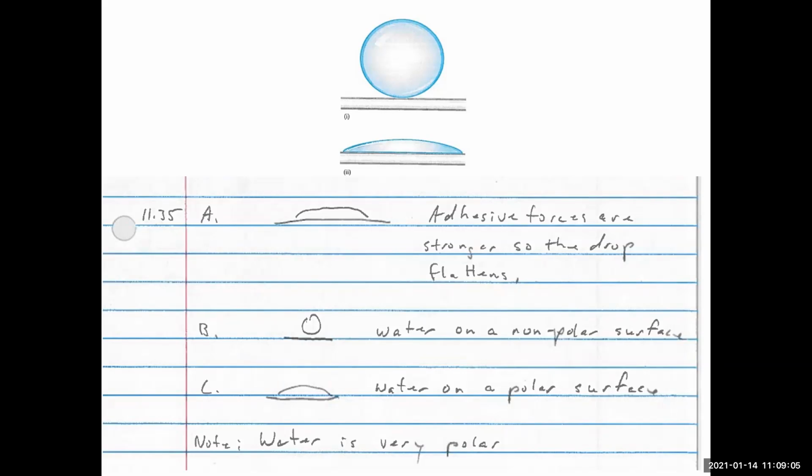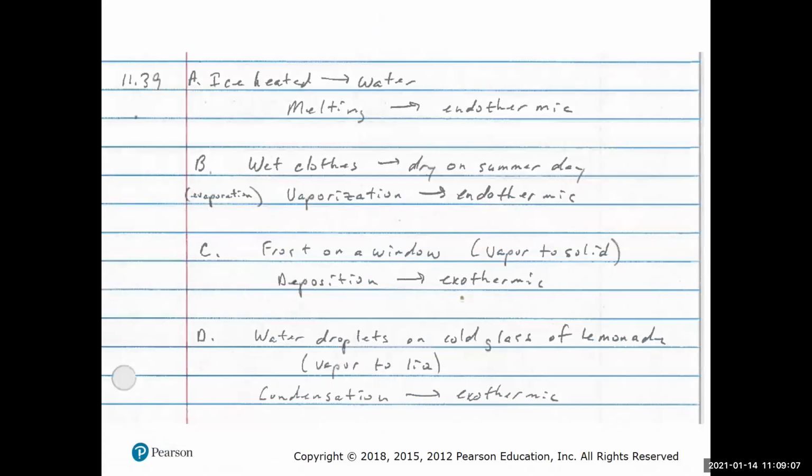All right, what's the next one here? The next one, 11.39. In 11.39, we're going to name the phase transition and indicate whether it's exothermic or endothermic. And remember, endothermic means you have to put energy in, put heat in. Exothermic means it's coming out.